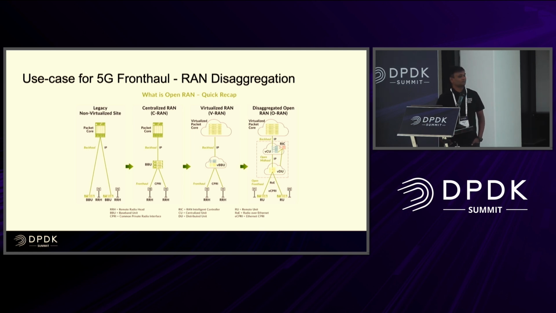Next came the virtualized RAN or the VRAN. Here the functions of the BBU were virtualized and moved to the cloud. The cloud offered agility and scalability. But the interfaces of the BBUs and RRH were still proprietary, meaning vendor interoperability was not possible. Then came the Open RAN, which made the interfaces open and standardized.